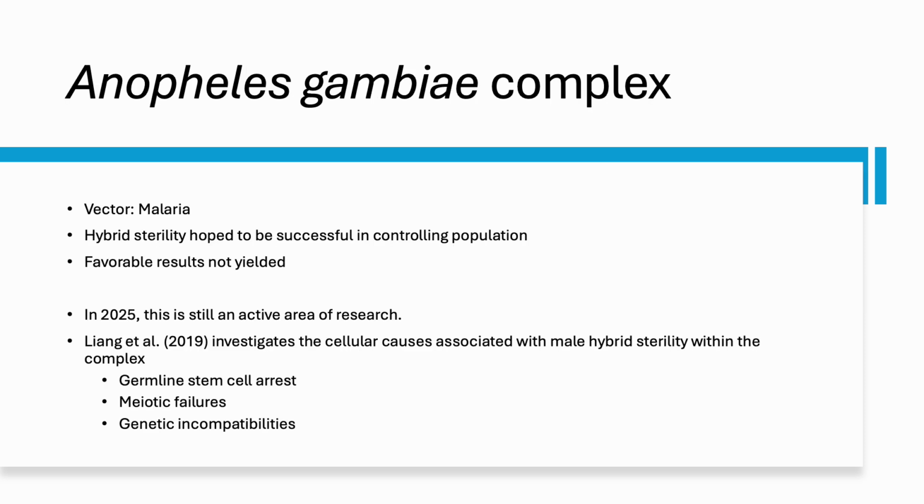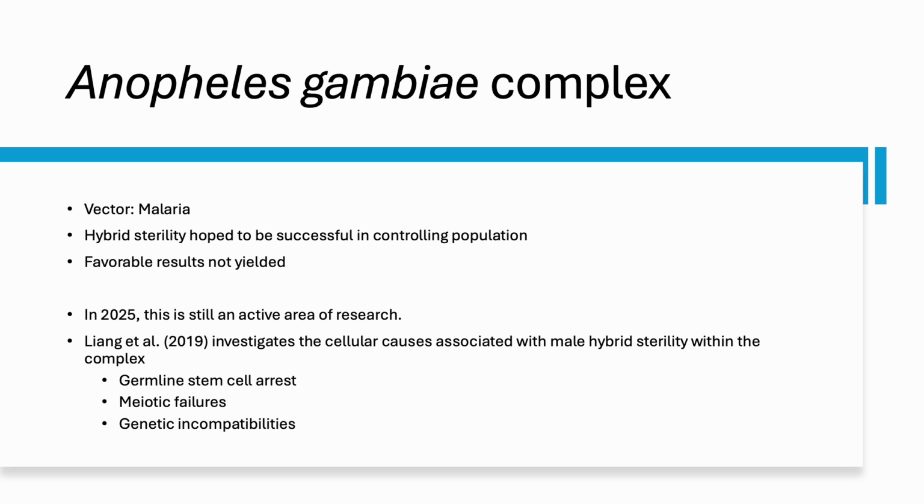An example of a species that has been exposed to hybrid sterility research is the Anopheles gambiae complex, which is the vector for malaria. Hybrid sterility was hoped to be successful in controlling the population of these vectors. However, favorable results were not yielded. In 2025, it is still an active area of research.